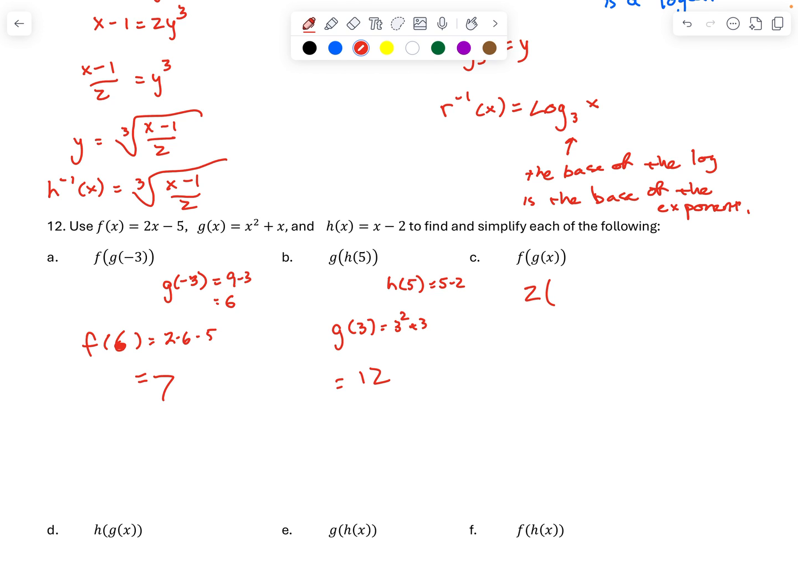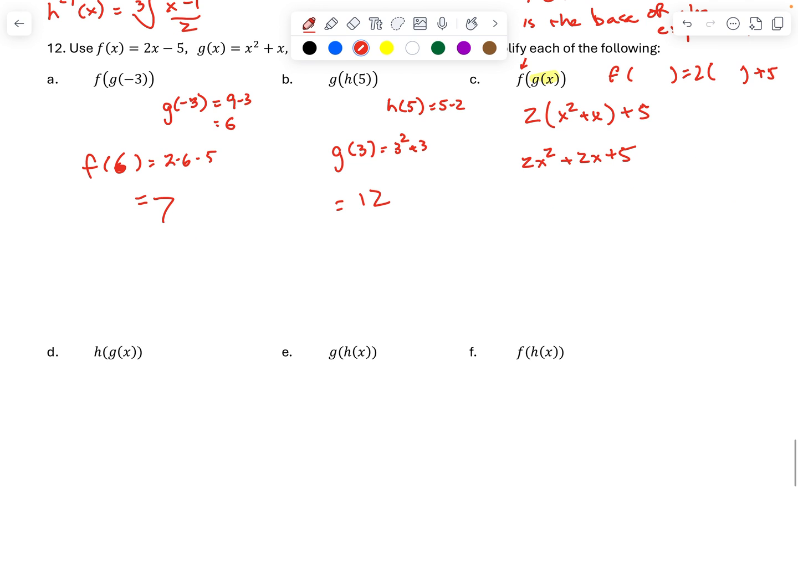Okay, f of g of x. When you have an of x, you have to stuff the inside function into the template of the other. So f of thing is 2 thing plus 5. All right. And we're stuffing g in. And distributing to simplify. And there are no like terms, so then we're done with that.